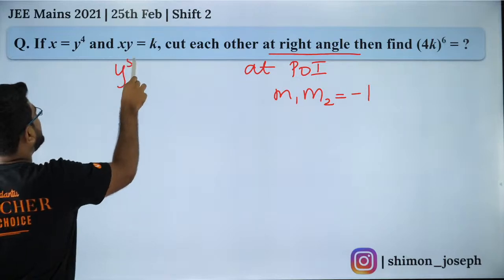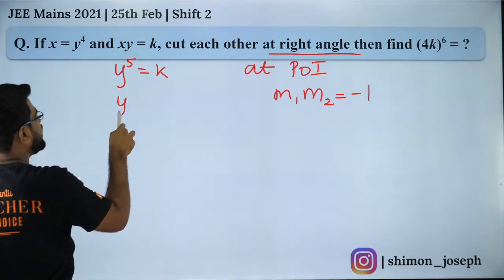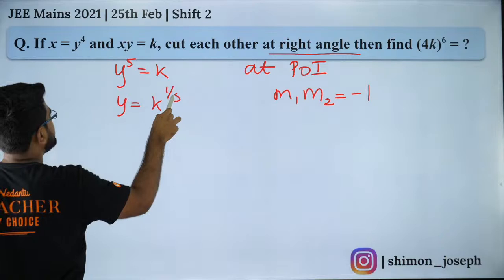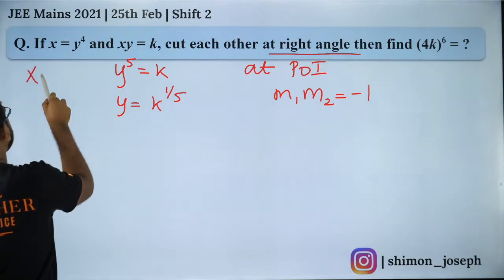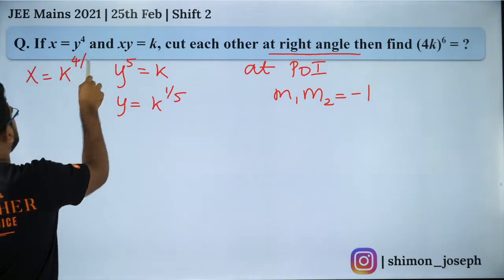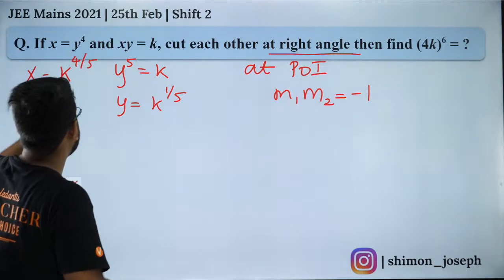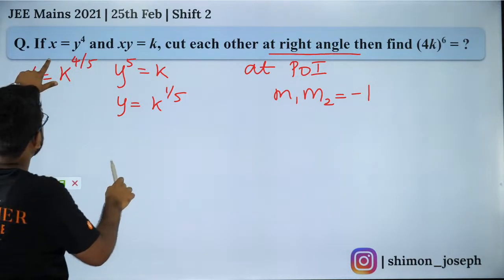So y to the power 5 is equal to k. So y is equal to k to the power 1 by 5. That is your point of intersection. And x will be k to the power 4 by 5. So these are your points of intersection. Now let's find the slope. So you will get what?